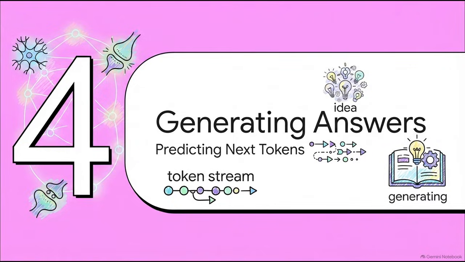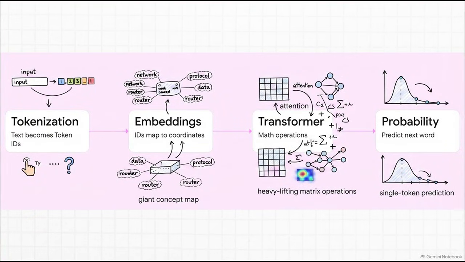Section 4, how AI generates answers. Okay, so we've got this vast landscape of parameters, weights, and concept clusters. Let's trace the exact steps of how the AI actually uses all that to talk back to you. Say you type in a question like, what is BGP? First, your text input undergoes tokenization, turning words into token IDs.